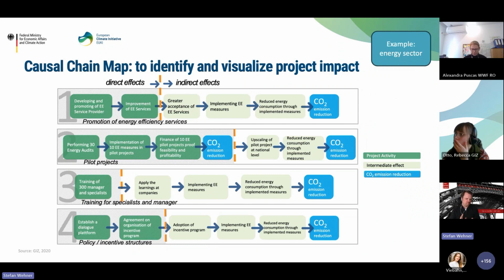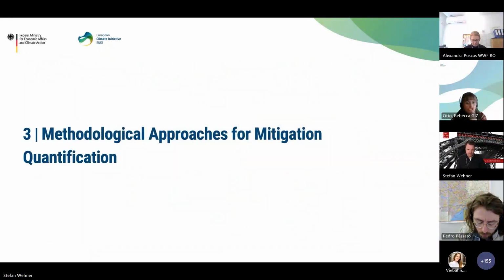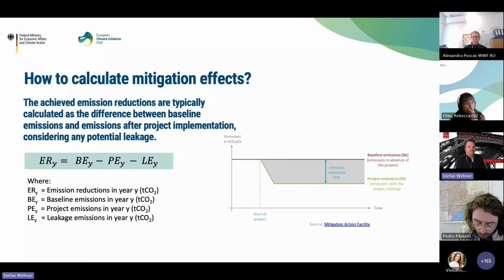So you see 4 different categories, 4 different causal chains that have either a direct or an indirect impact in the end. And that is what I meant, it is important to understand what is direct and what is indirect. And for your project, really think about your activities, think about your causal chain, and identify these potential mitigation areas. Once we have done this, once we have understood where we have a change in an emission reduction potential, we should think of how we can quantify that.